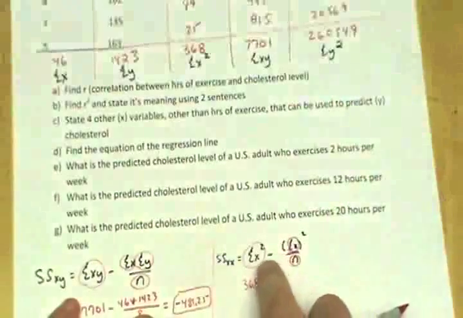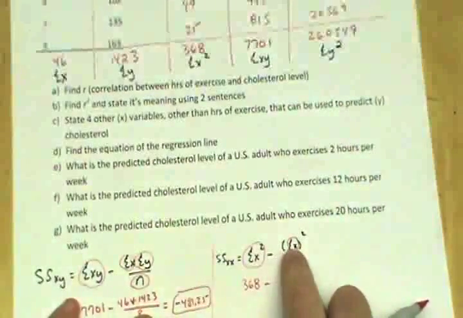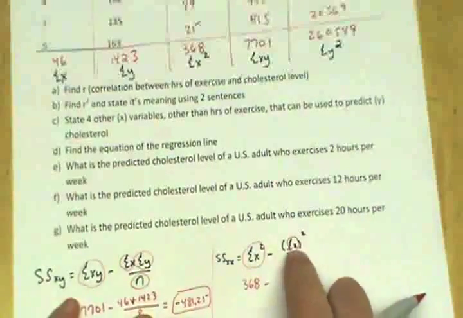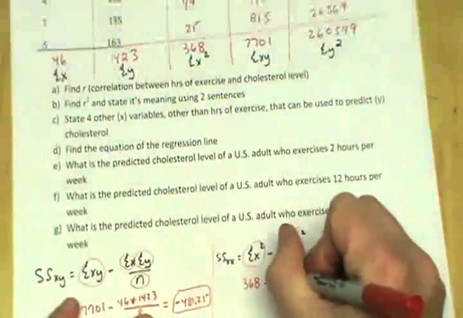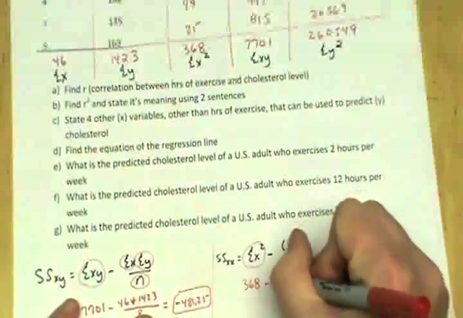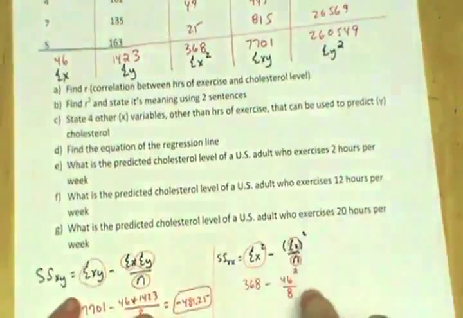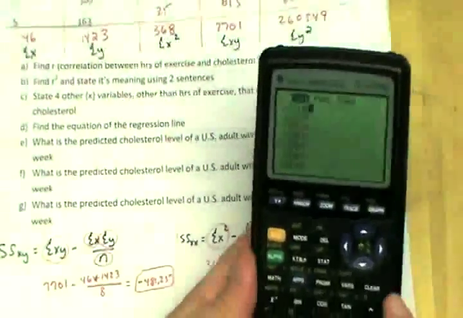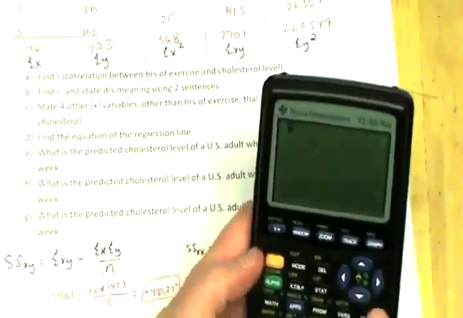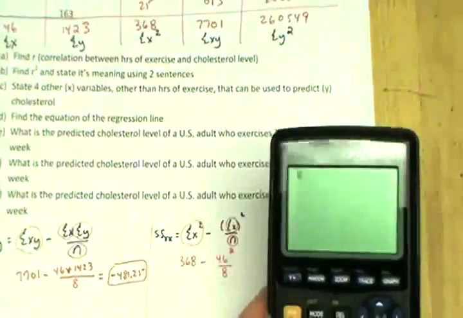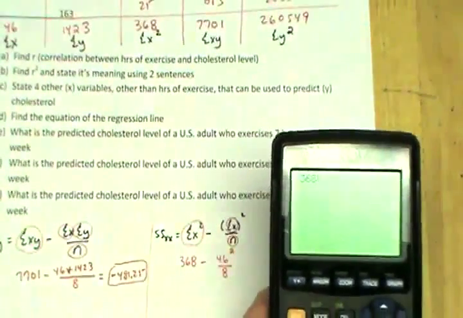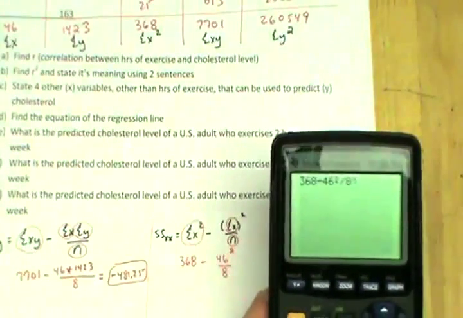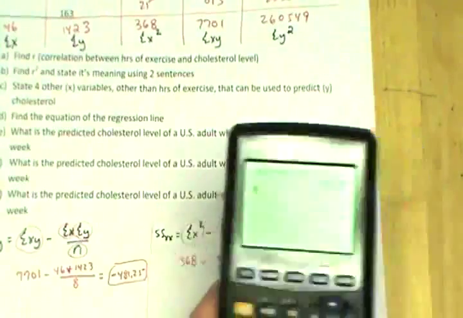Now, we have to be careful, because that's the x squared column added up. Now we want the summation of the x column, that quantity squared. So the summation of the x column is 46. We're going to square that value and then divide by n, which happens to be 8. So in our calculators, we're going to put in 368 minus 46 squared divided by 8. We get 103.5.